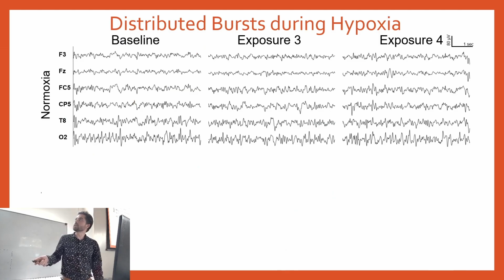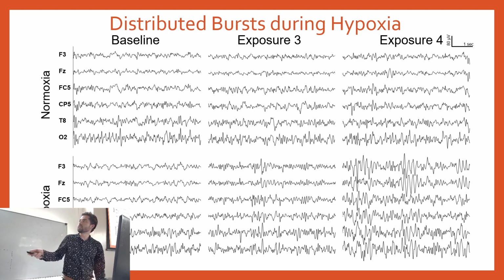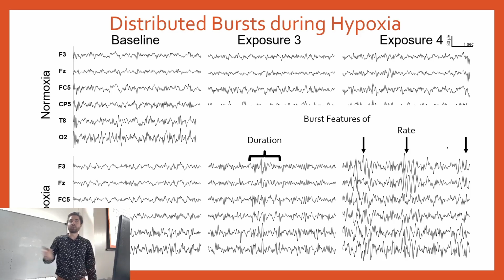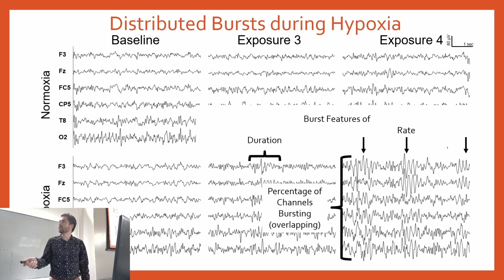So we looked into these bursts, like you can see in the normoxic or the sham condition at the top here. We start to have these bursts appearing at the end, just like was seen in very old, much older studies. And we looked into detecting these bursts and looking at their duration, the rate of how many bursts per minute, and also the number of channels that had overlapping bursts detected.